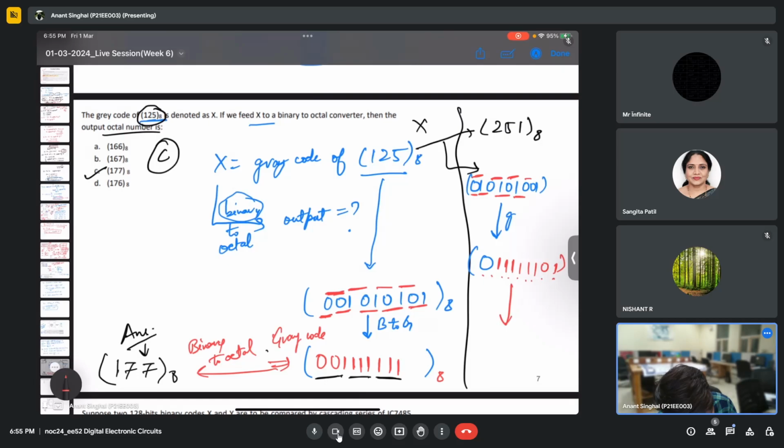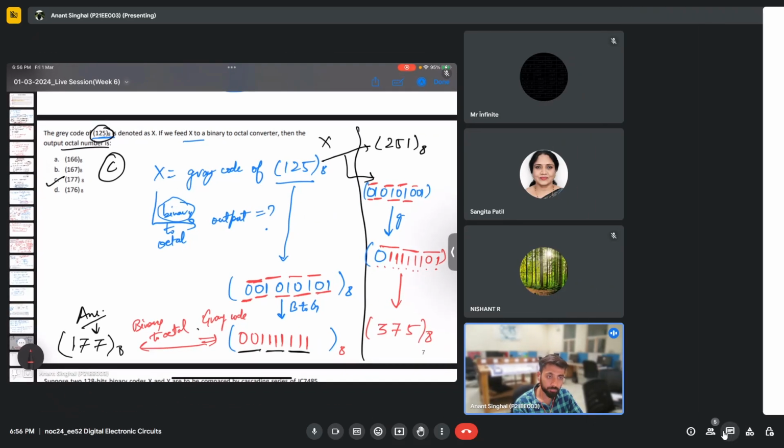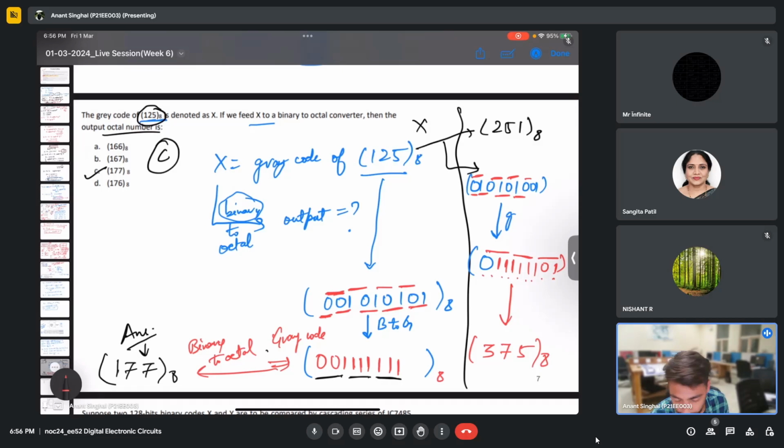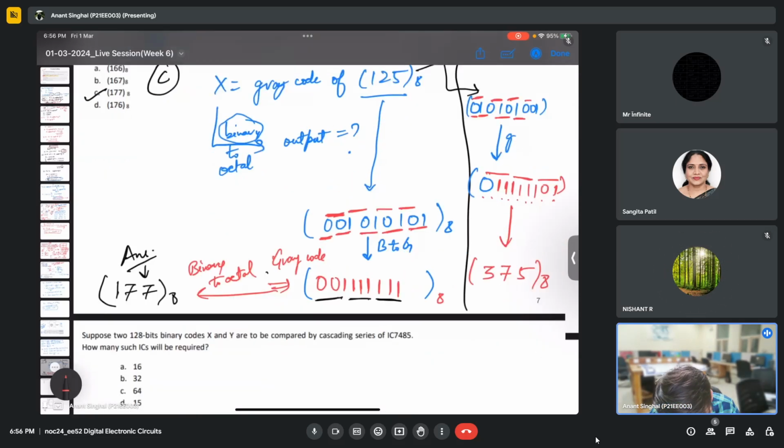So again making pairs in 3, 3, 3. So I have a 011, which is 3. I have a 111, which is 7, and 101 is 5. I guess this is the answer. So 375 will be the answer. Is it clear to everyone? Any doubts in this? Fine. So let's move ahead now quickly.